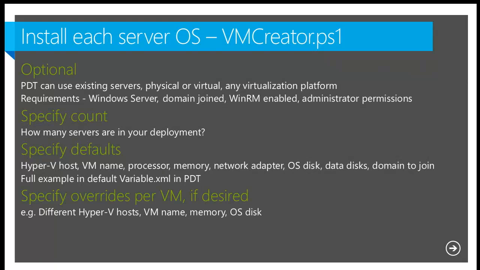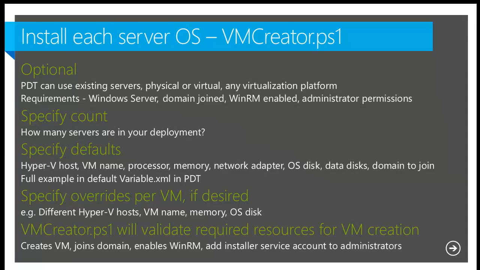for VMs. If you want to override any of these for any individual specific VM, so you want it to have a specific name or be on a different Hyper-V server or have a different amount of memory allocated, you can do that per VM. And then the creator will actually check that everything you need exists, so the parent disk that you need, the virtual network you're connecting to, so it's actually able to go and create it.